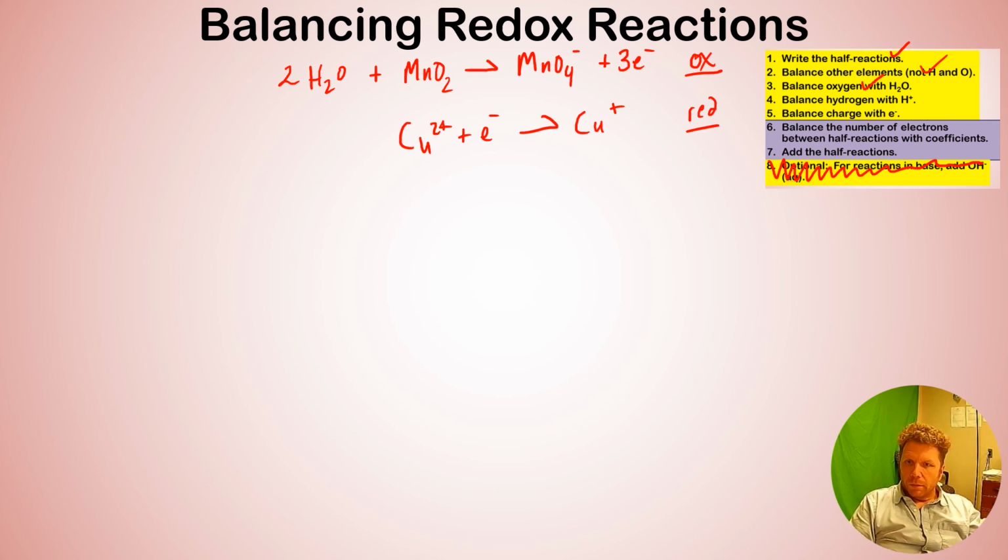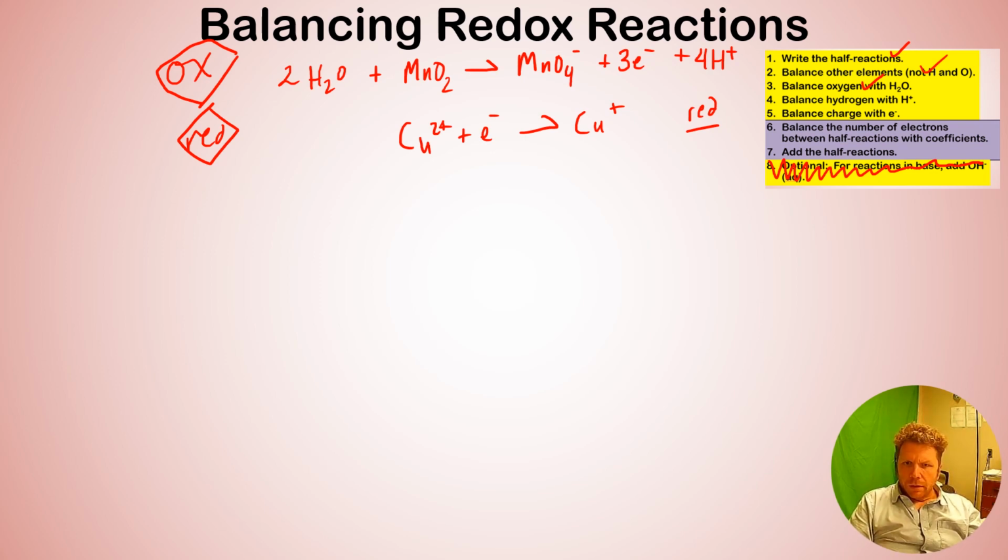Now step 4, balance hydrogen with H+. Whenever I added that water to my oxidation reaction, I definitely did add something. So I'm going to go back and write, this is my oxidation reaction, and this is my reduction reaction. Okay, so I've added 4 hydrogens, so I need to balance those, plus 4H+.